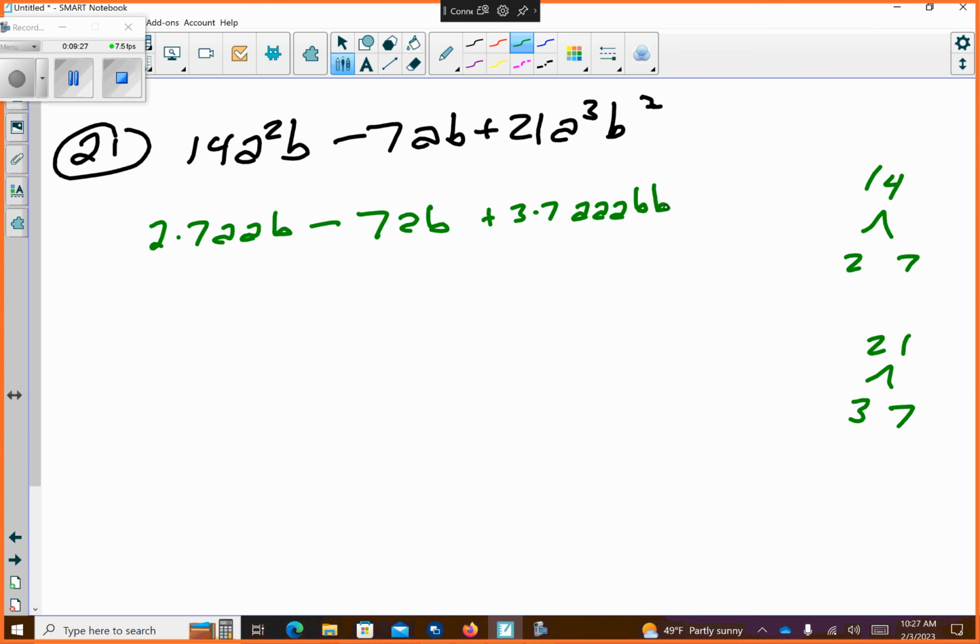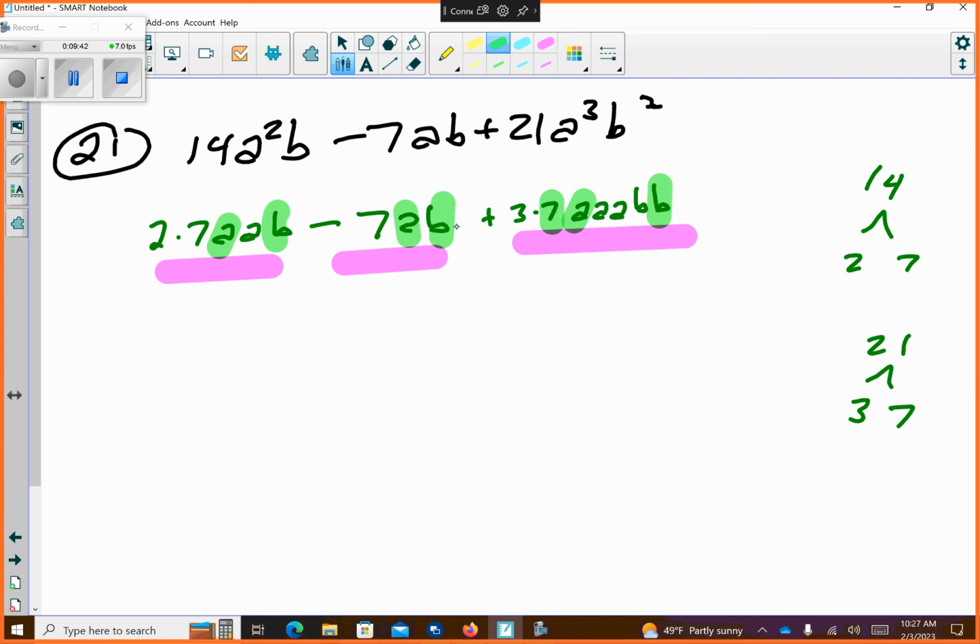All right. So now I have my 3 terms. What does it appear I have in common? At least one thing. An a, a b, and a 7. So friends, what factors out of this? 7ab. Okay. So what's left here?